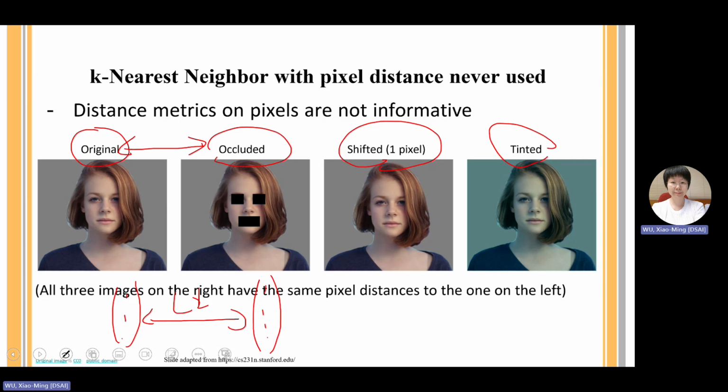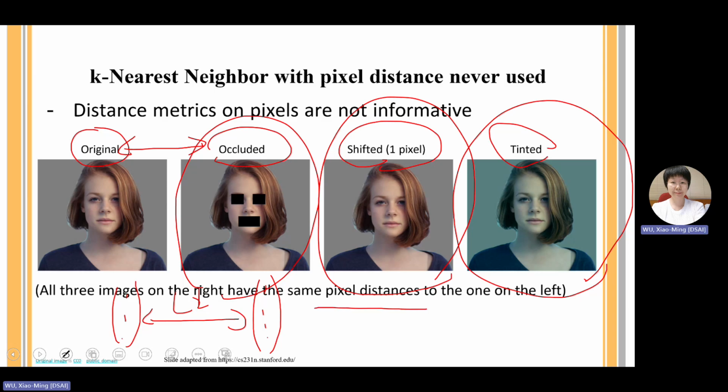Why is this bad? Why is it bad that they all have the same Euclidean distance or pixel distance to the input image? Why is the pixel distance, or the L2 distance, not an informative distance metric?